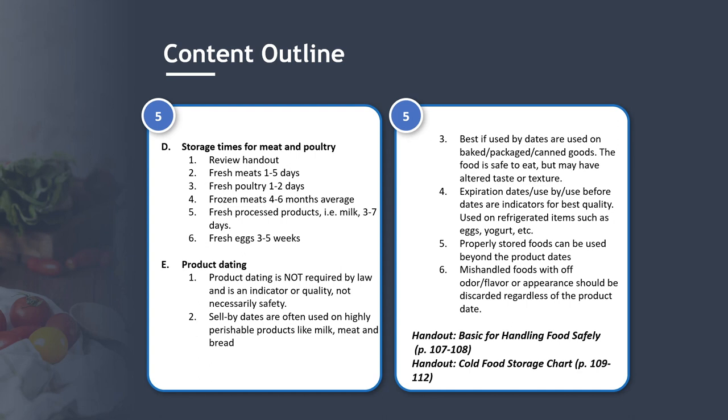Expiration dates, use-by, or use-before dates are indicators for best quality. These are used on refrigerated items, such as eggs, yogurt, etc. Properly stored foods can be used beyond the product dates. Mishandled foods with an off odor, flavor, or appearance should be discarded, regardless of the product date. Review the handouts for basic food handling safety and the cold food storage chart.